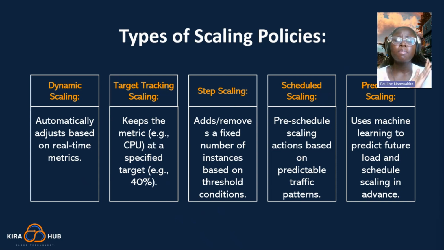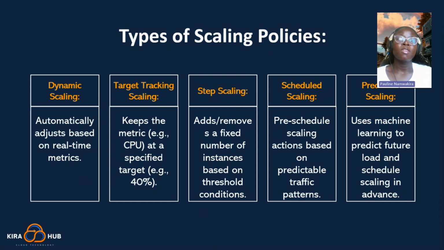So we are just saying 40% is a good CPU utilization. If it maybe goes above 60, an instance is added. If it goes below 20, an instance is removed. Step scaling. Step scaling, we have a fixed number of instances based on some condition.